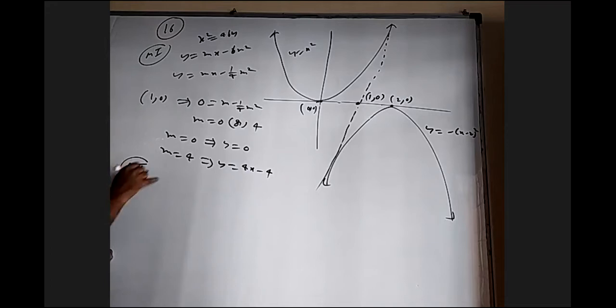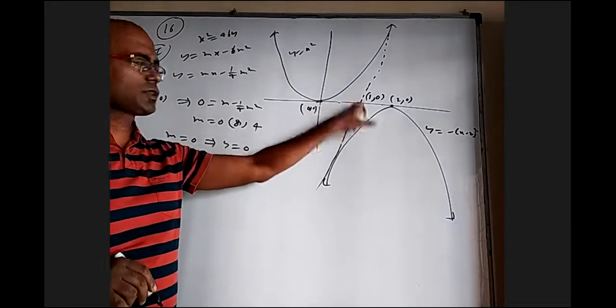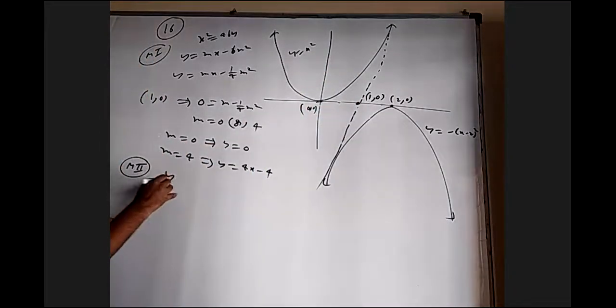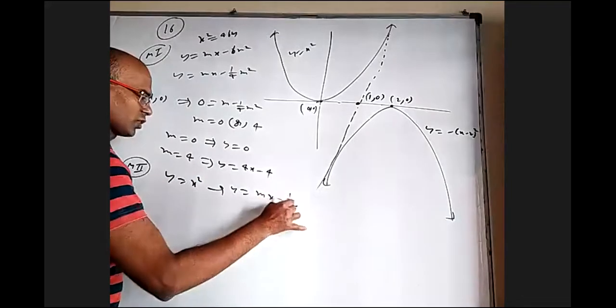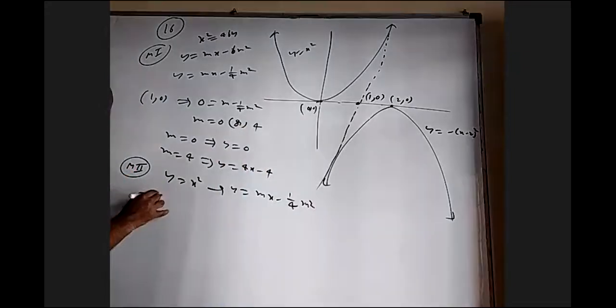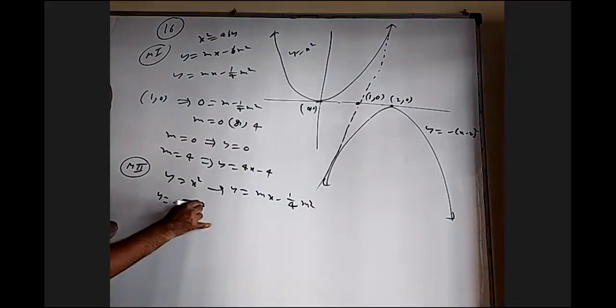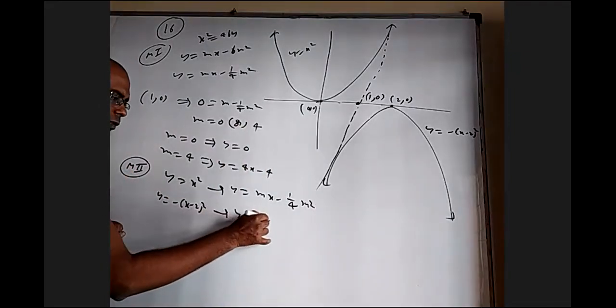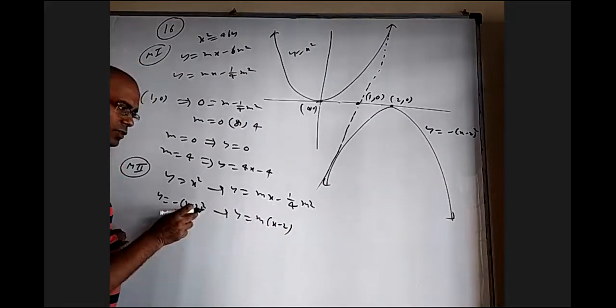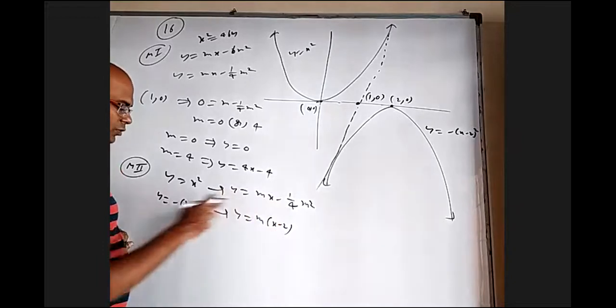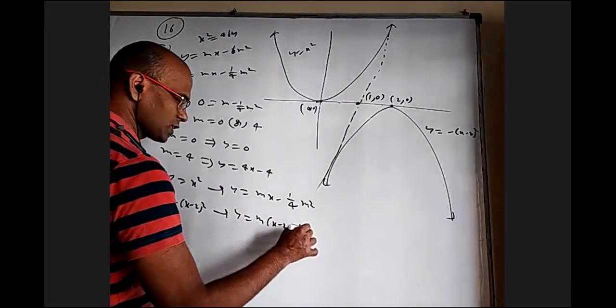Method 2, let us not assume anything about the midpoint (1, 0) that the tangent should pass through. For y = x², the general tangent is y = mx - (1/4)m². For y = -(x - 2)², the general tangent with slope m is obtained by replacing x with x - 2. The b value is not -1/4, so it will become +1/4 m².